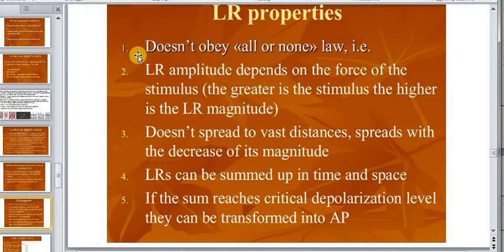It doesn't obey the all-or-nothing law. Local response amplitude depends on the force of the stimulus. The greater the stimulus, the higher the local response magnitude. It doesn't spread to a vast distance and can't be summed up in time and space. If the sum reaches the critical repolarization level, they can be transformed into an action potential. So local changes on the membrane can transform.